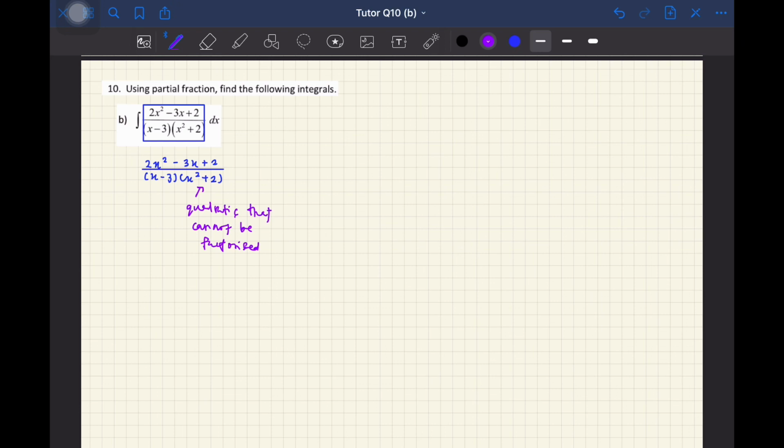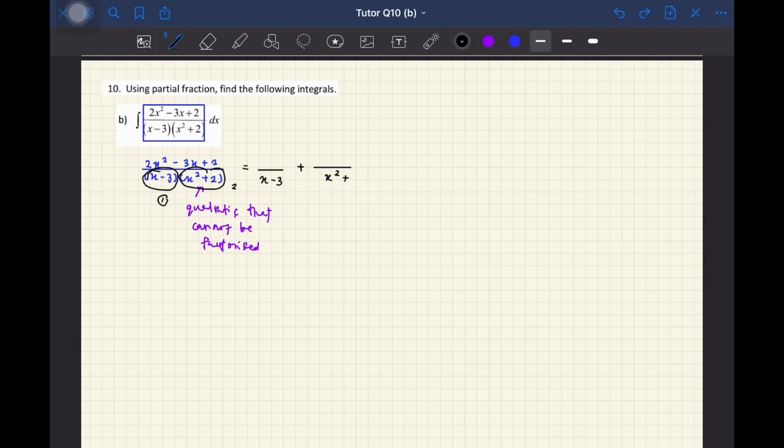So kalau quadratic that cannot be factorized, macam mana kita nak tulis dia dalam bentuk partial fraction? Sekarang saya akan buat macam ni dulu. Saya buat dulu equal, and then saya akan buat satu fraction macam ni. Dekat bawah dia saya letak x minus 3 because I have the first factor that I have, x minus 3. And then saya tambahkan dengan faktor kedua yang saya ada, yang cannot be factorized. So this is gonna be my second term. Then I put x square plus 2 kat bawah.